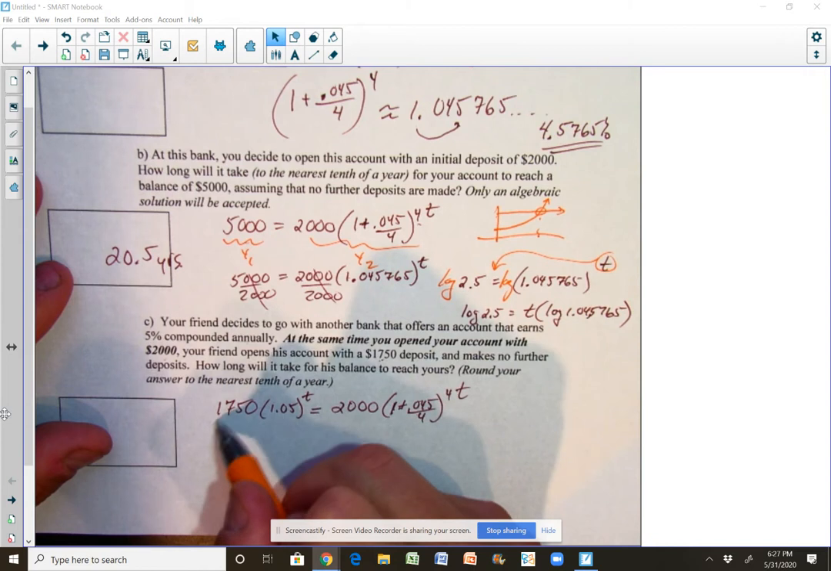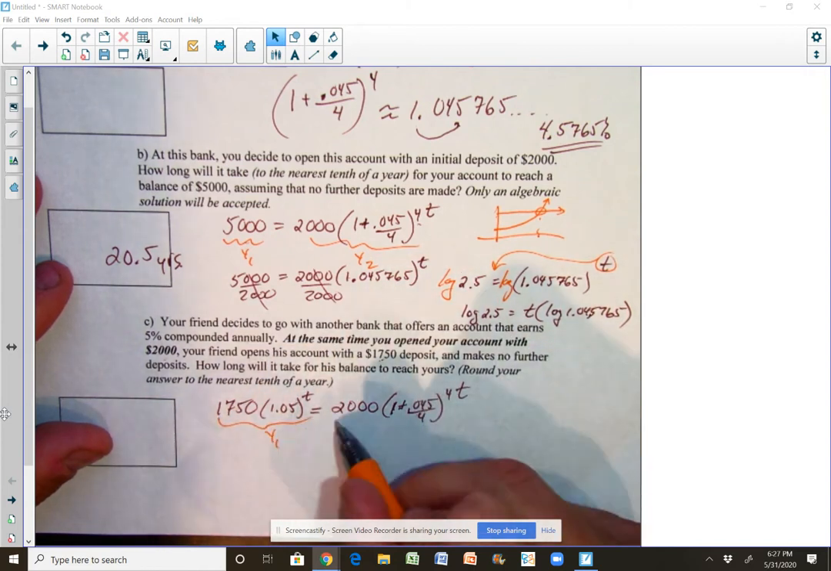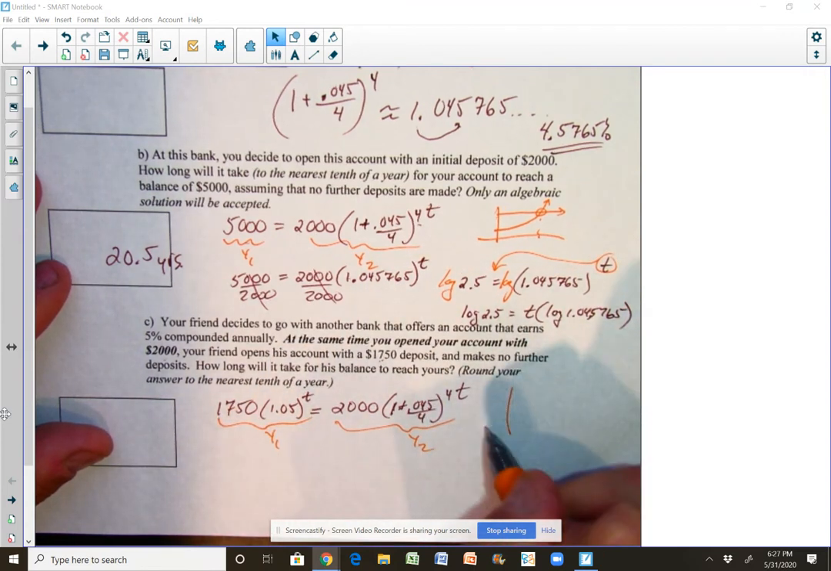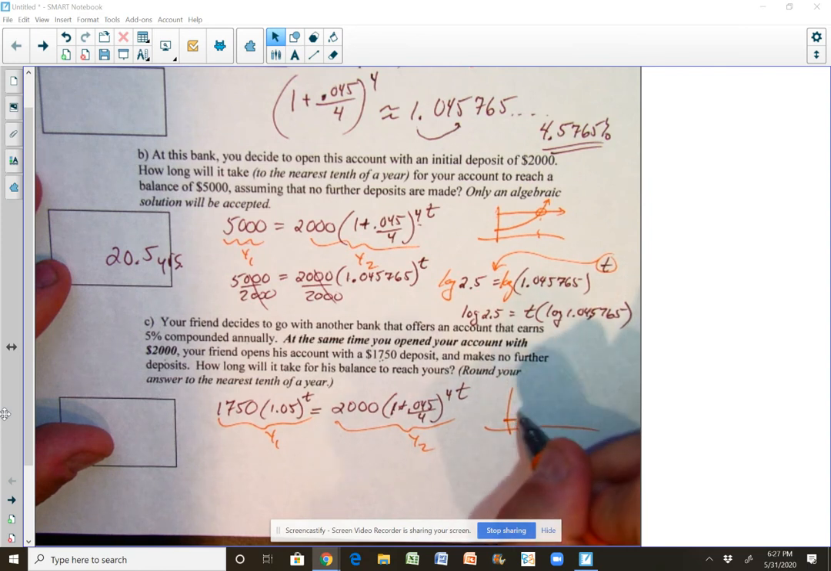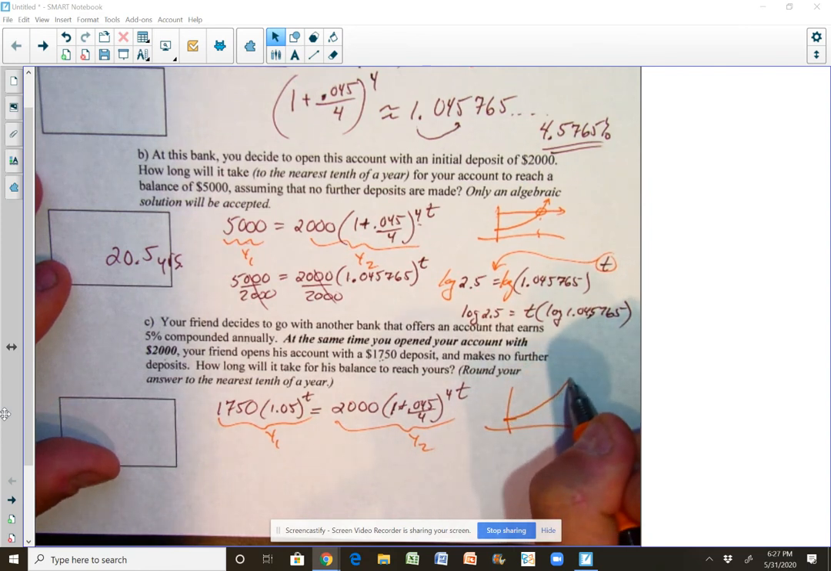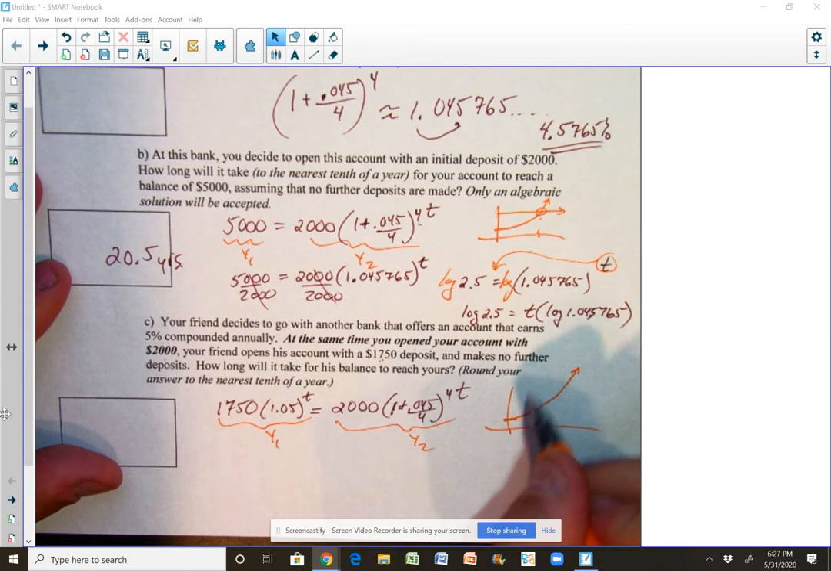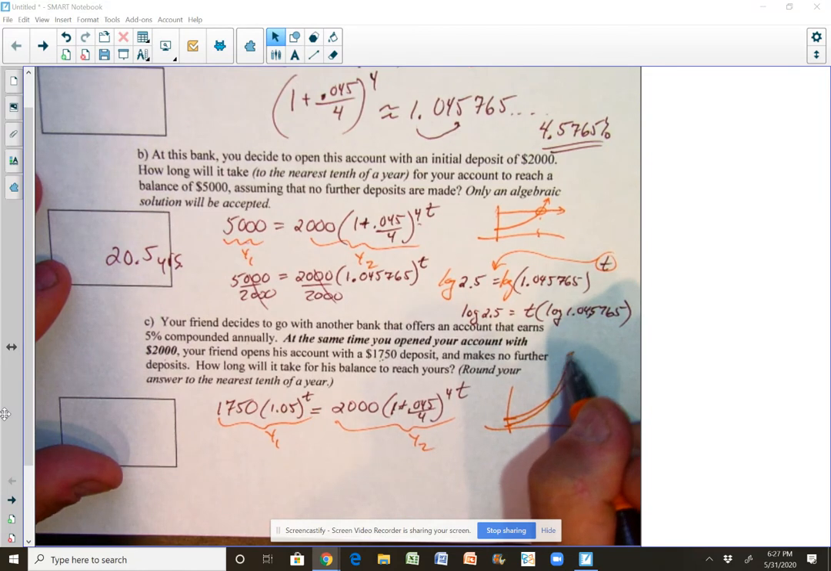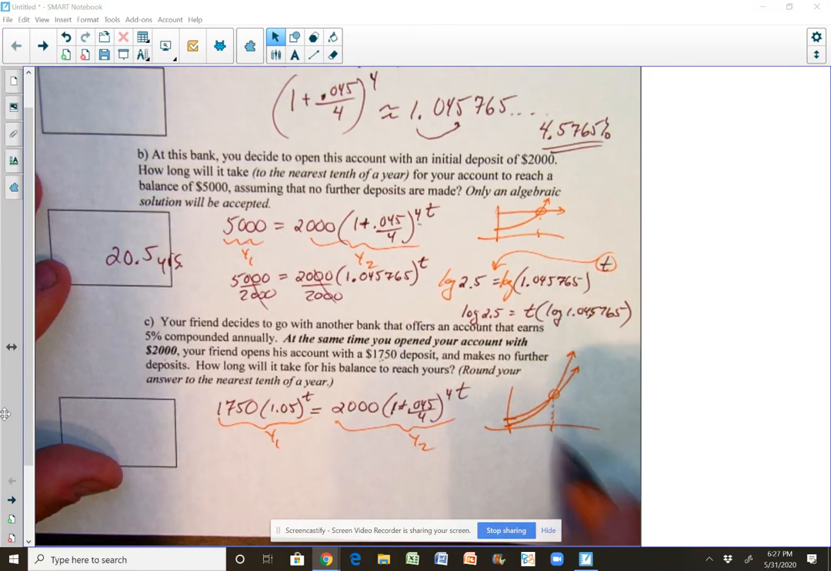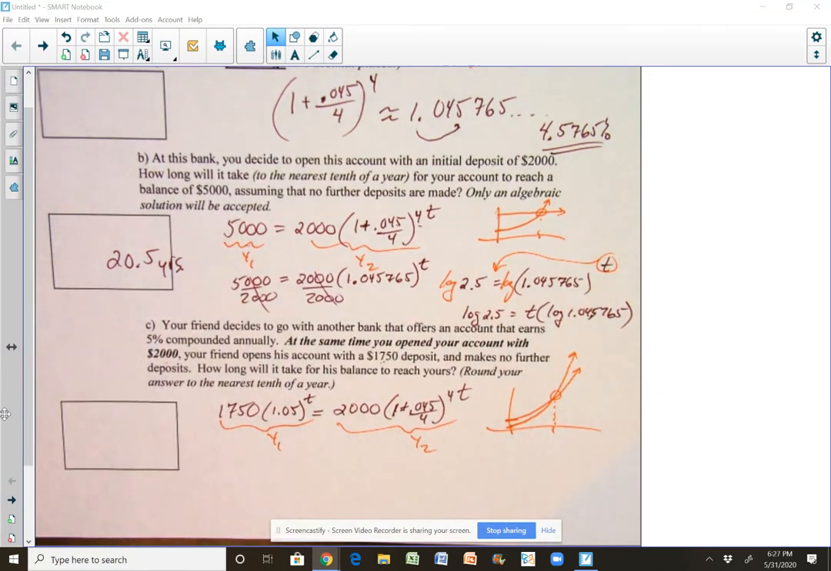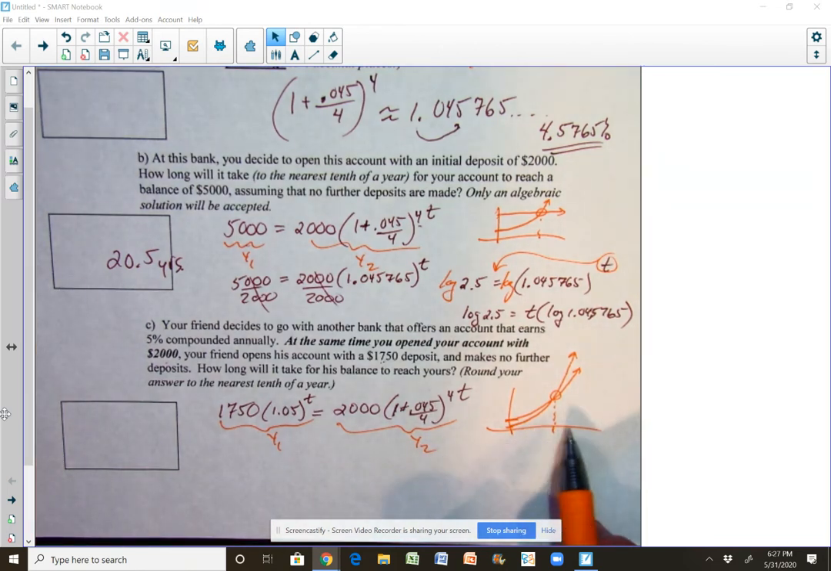Again, you could put this into y1, and you could put all of this into y2, and you'll see one account starting at $2,000 growing at 4.5%, and then the other one starting at $1,750 but growing a little bit faster at 5%. So at some point they're going to intersect. So you could find that intersection. So that is definitely one way. And again, you'd open the window up 20, 30, 40 years to see where they intersect.